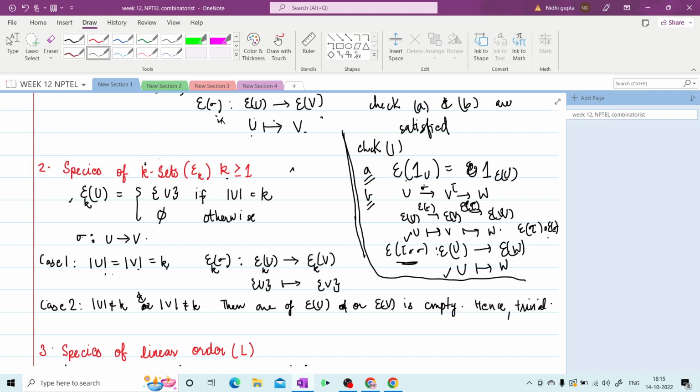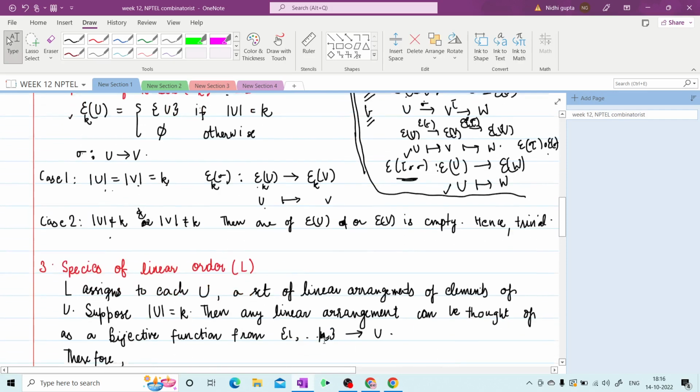That is, both sets have order k. Then we know each of these sets has a single element, so we are sending the element u to the element v. This is the epsilon k sigma function. The second case is when the order of u is not equal to k or the order of v is not equal to k. Since it is a bijection, if one of the orders is not k, then the other order cannot be k. So these two cases make up all the cases. Now in this case, epsilon u is empty and epsilon v is empty, so we have no function basically. So this was the species of k sets.